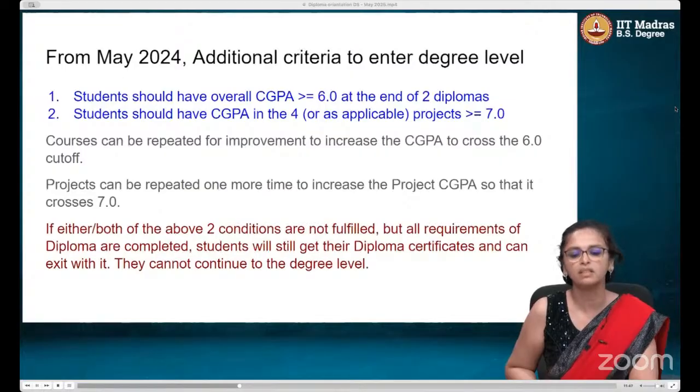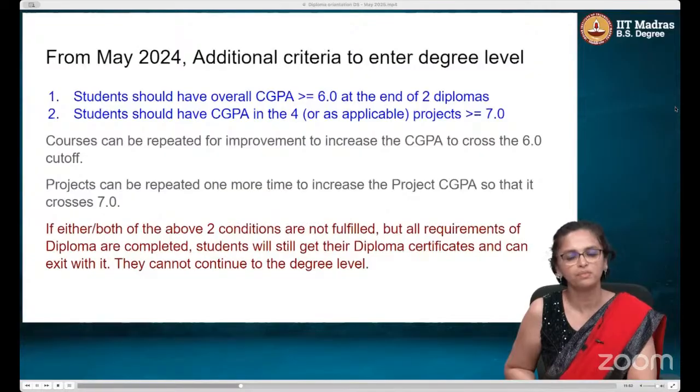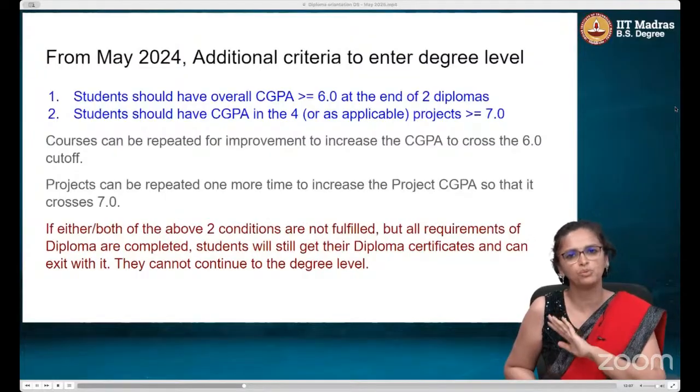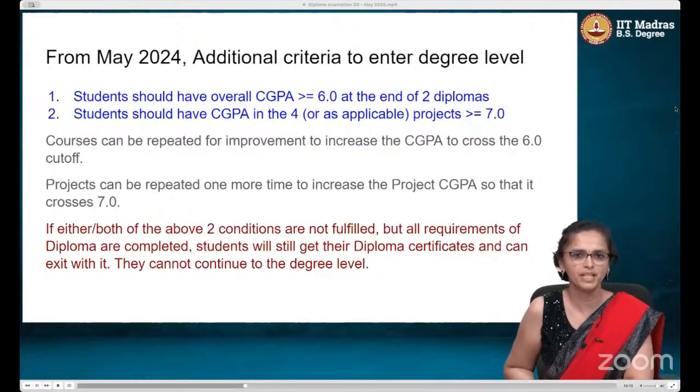The second condition is you should have a CGPA of more than 7.0 across the diploma projects that you have done. So assuming you have done all 4 projects, or maybe you have done 3 projects because you started your diploma course in September 21 or Jan 22 when the projects are merged with the theory. But if you have done all the 4 projects, then the average CGPA across the 4 projects should be greater than 7.